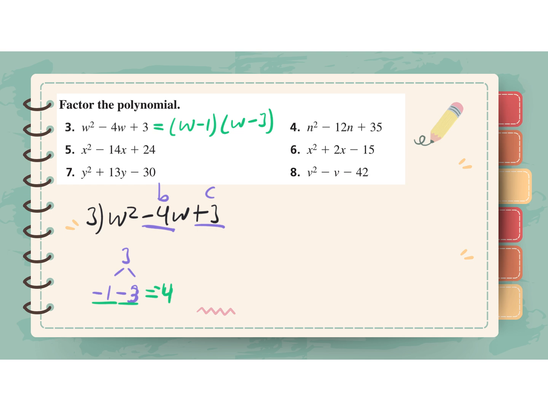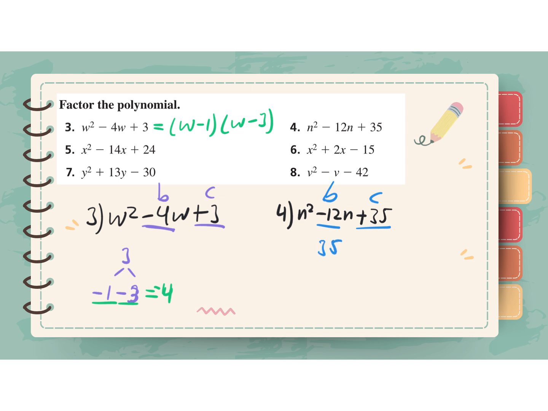All right, so let's do the same thing with number 4. I'll do 3, 4, and 5, and on the next page I'll do 6, 7, and 8. So number 4 says n squared minus 12n plus 35. Once again, my c term is positive, my b term is negative. So I can expect that my two numbers are going to be both negative, because if c is positive, the only way that you can get a positive is positive times positive or negative times negative.